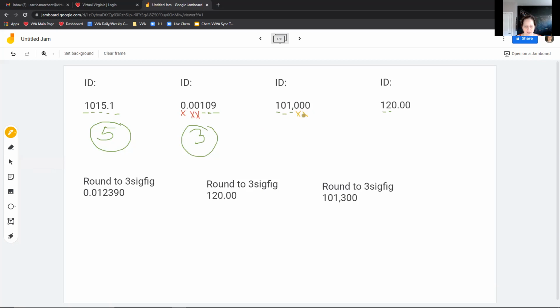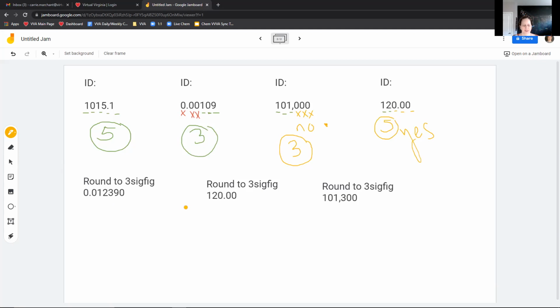Not significant. No decimal. Okay, so this one only has 3 sig figs. Okay, and how about over here? These guys are trailing, but they have a decimal. So they are significant. 1, 2, 3, making 5 total sig figs.